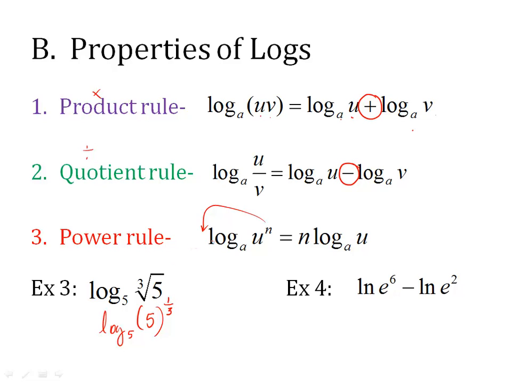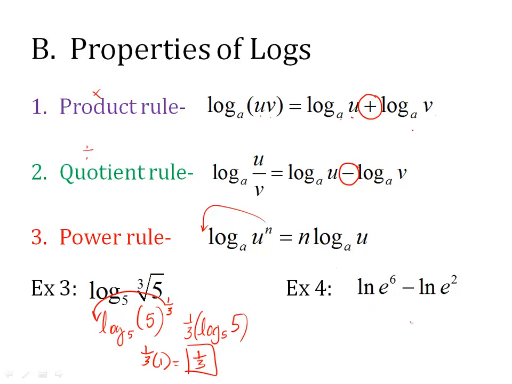So I'm going to use my power rule. Notice what it says. Take the power, move it to the front. So what I have is 1/3 times the log base 5 of 5. Well, remember what logarithms say. 5 to what power gives me 5? Well, that's just a 1. 5 to the first power is 5. So 1/3 times 1 gives me the solution of 1/3.